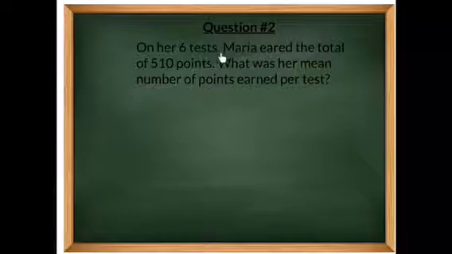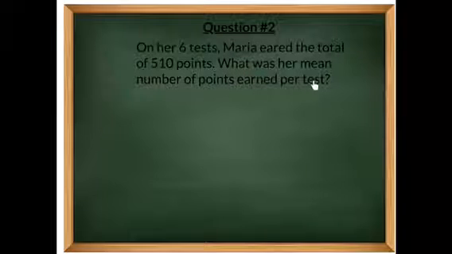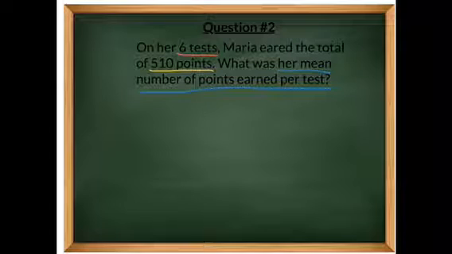Question number 2. On her 6th test, Maria earned a total of 510 points. What was her mean number of points earned per test? The important information in this is her 6th test, 510 points, and her mean number of points earned per test.